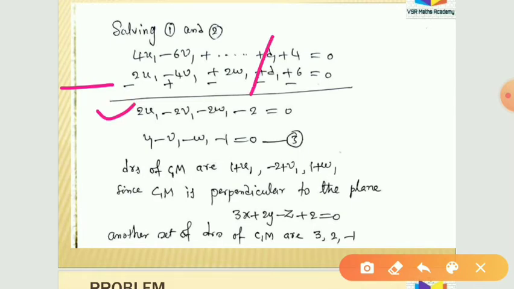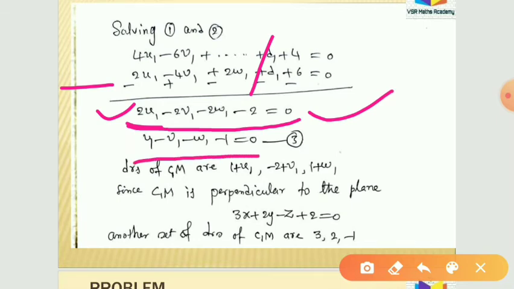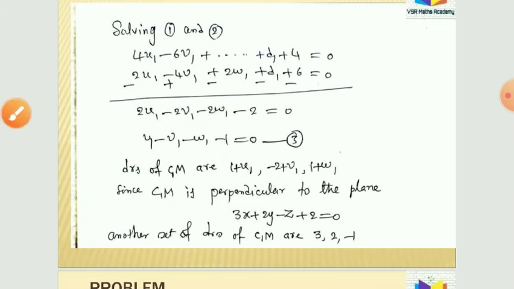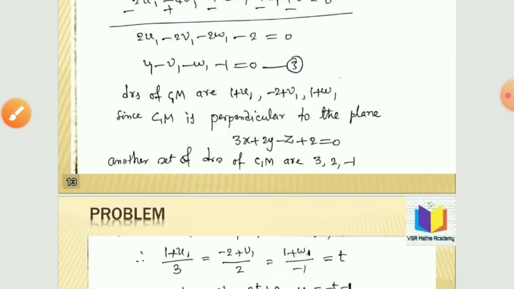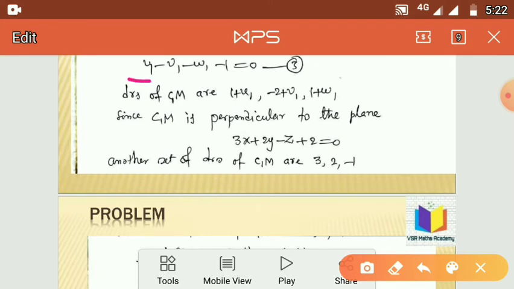You will get 4u1 minus 2u1, 2u1 minus 6v1 plus 4v1 minus 2v1. So 2u1 minus 2v1 minus 2w1 minus 2 is equal to 0. On simplification, you will get u1 minus v1 minus w1 minus 1 is equal to 0. This is equation number 3. What is equation number 3? u1 minus v1 minus w1 minus 1 is equal to 0.